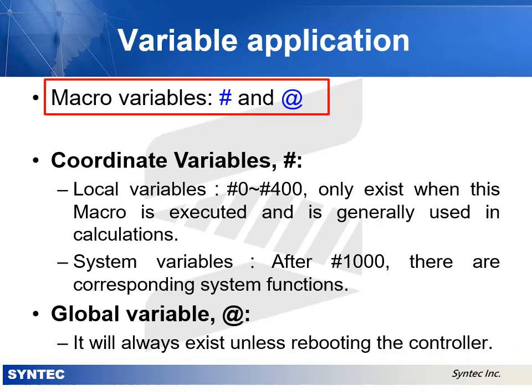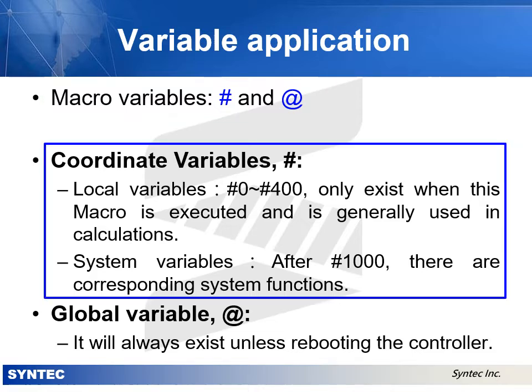Macro variables are divided into coordinate variables and global variables. The coordinate variable only exists when this macro is executed and is generally used in calculation. When not in use, the variable value is vacant. After the macro finishes, the coordinate variable will return to a vacant state.